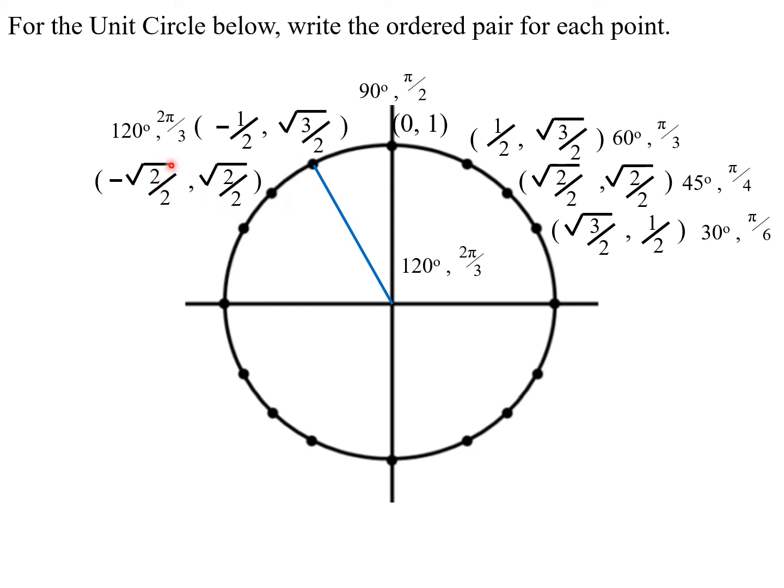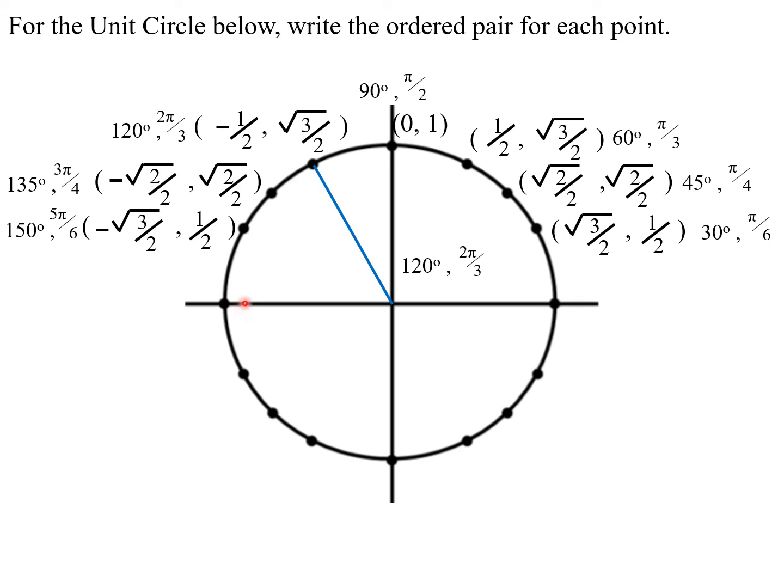Next point, negative √2/2, positive √2/2. And this is for a reference angle of 135 degrees or 3π/4. What are the coordinates of this point? Negative √3/2, positive 1/2. This is for a reference angle of 150 degrees or 5π/6.